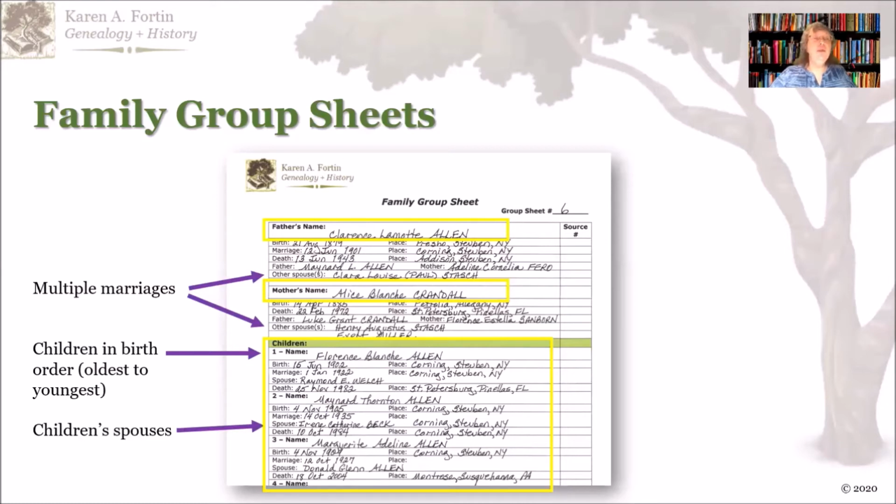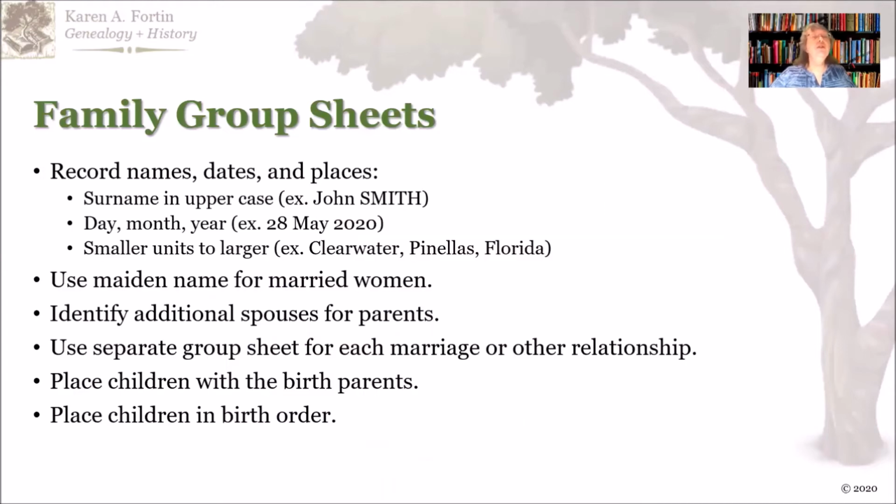There's also room to record the information for each of the children's spouses. This is particularly helpful with the daughters because once they get married, their records are usually under their new surname rather than their maiden name. Just as with the pedigree chart, the names, dates, and places are recorded in the patterns that I showed you previously. Again, use the maiden name for each of the married women and identify the additional spouses for the parents.